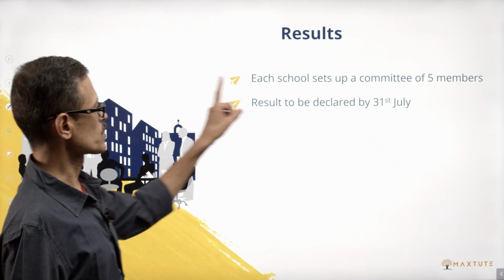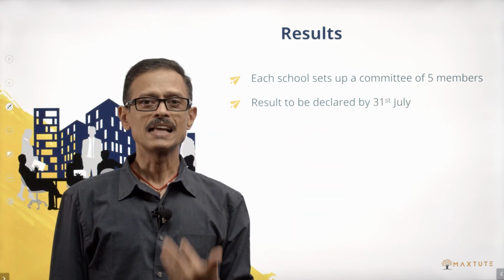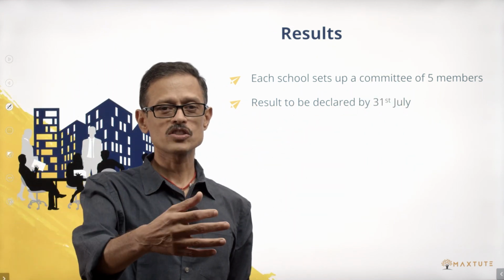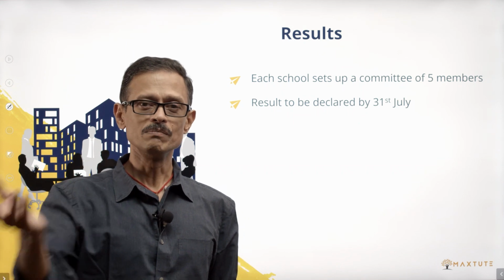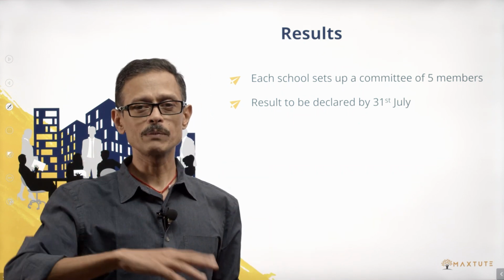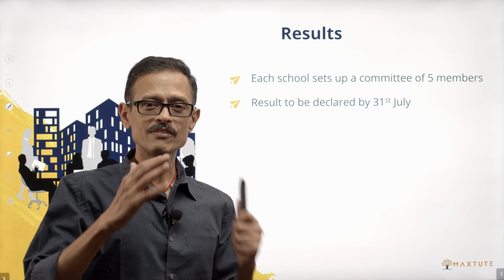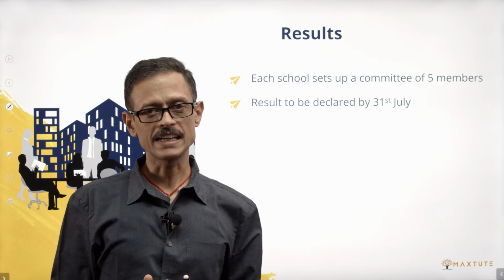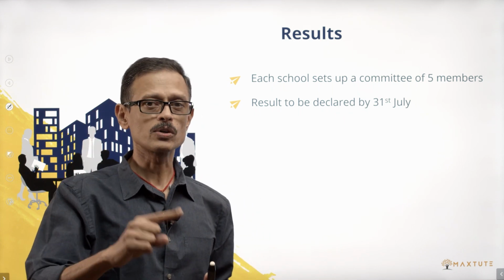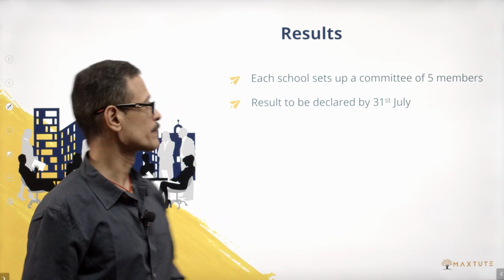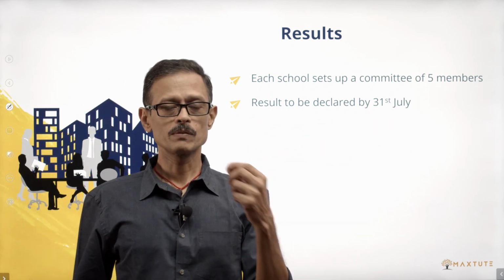Basically, each school has to set up a committee of 5 members. And they have to decide: are they going to take unit test alone, are they going to take pre-board examination alone, the best scores of the 3 pre-boards, 2 pre-boards, half yearly 20%. They have to decide and have an objective evaluation criteria and present that to the board along with the marks that they are going to be sending. The results will have to be declared by the board by the 31st July.